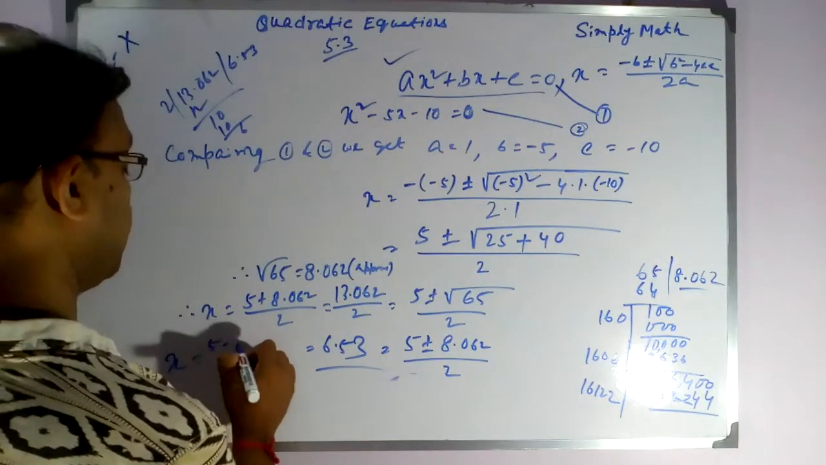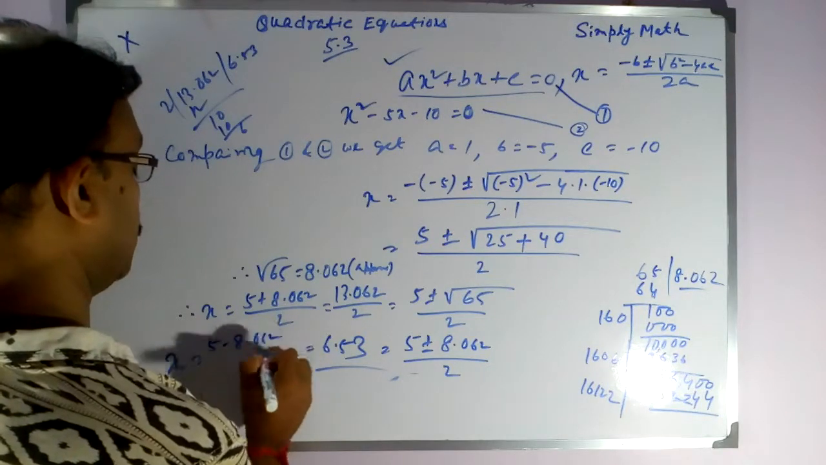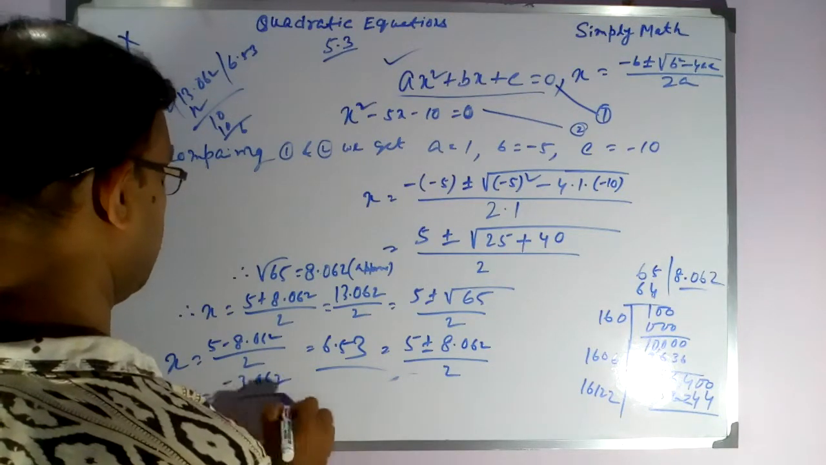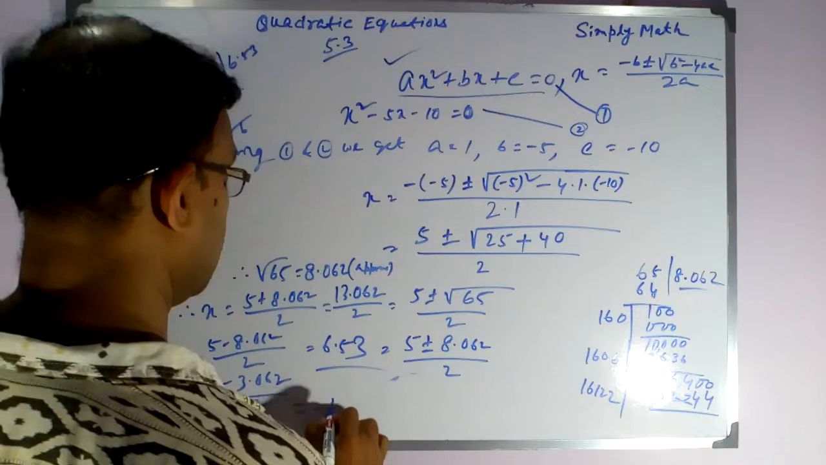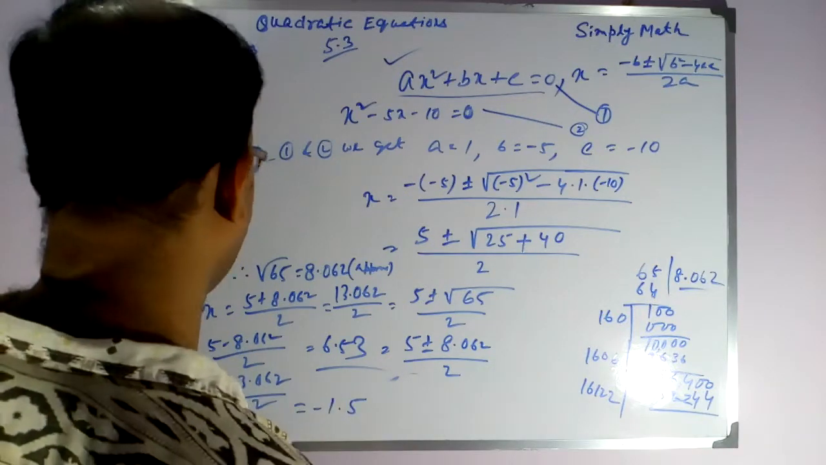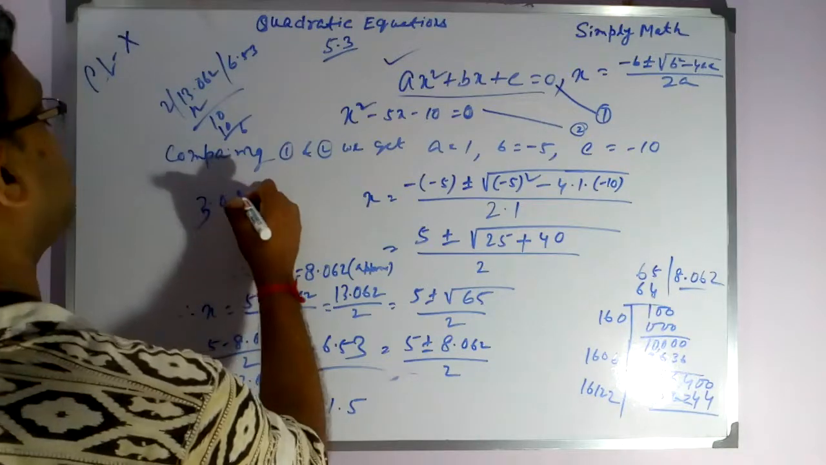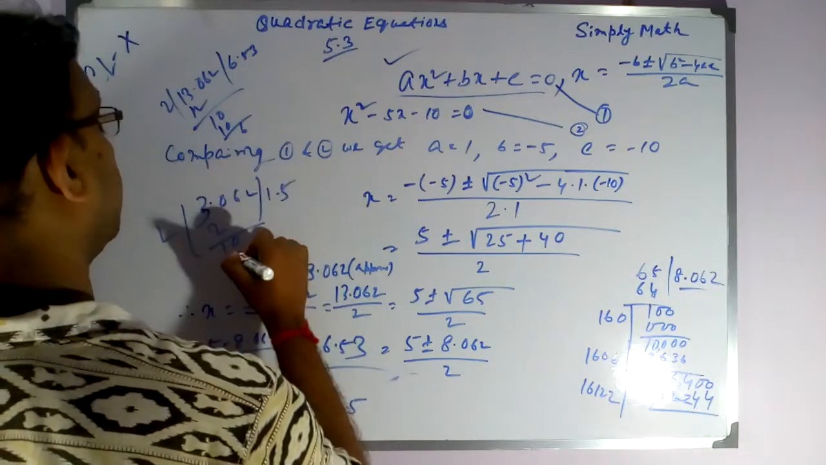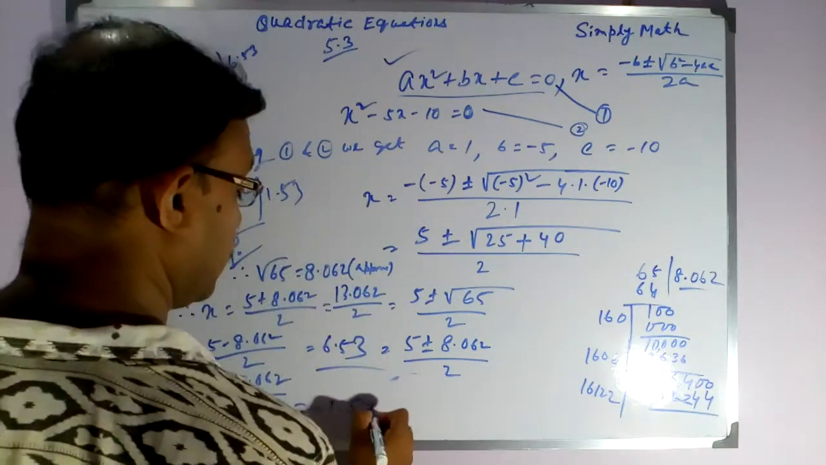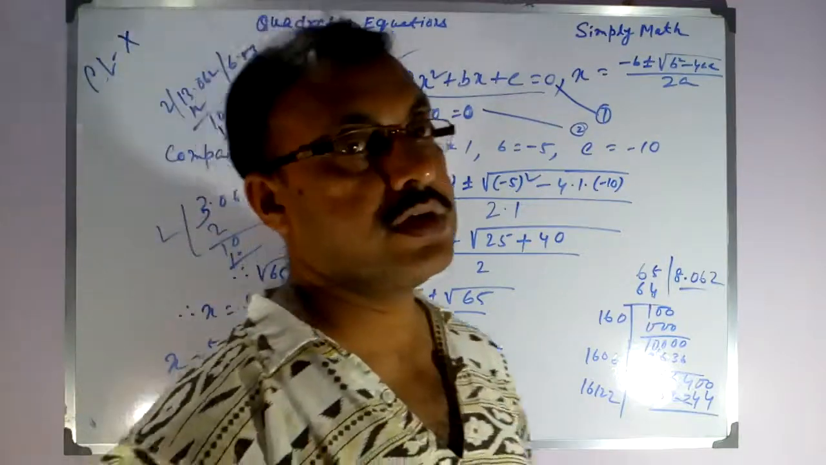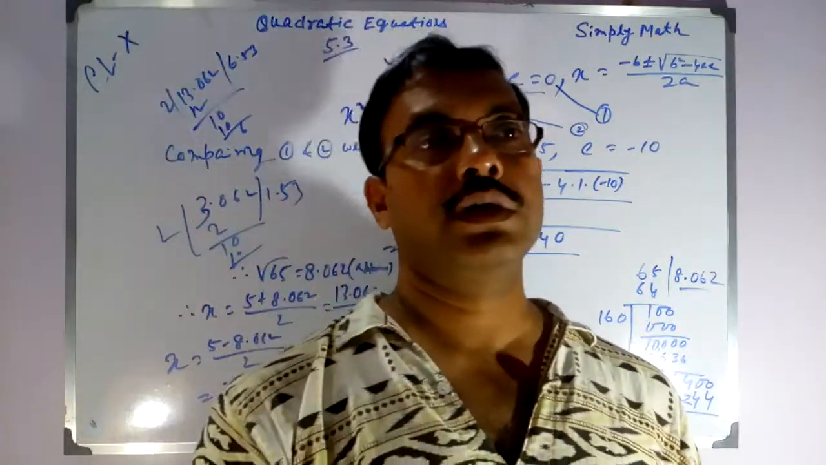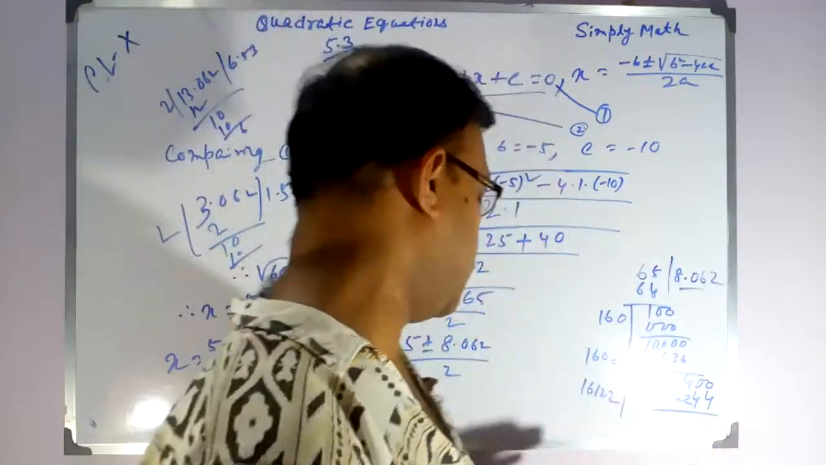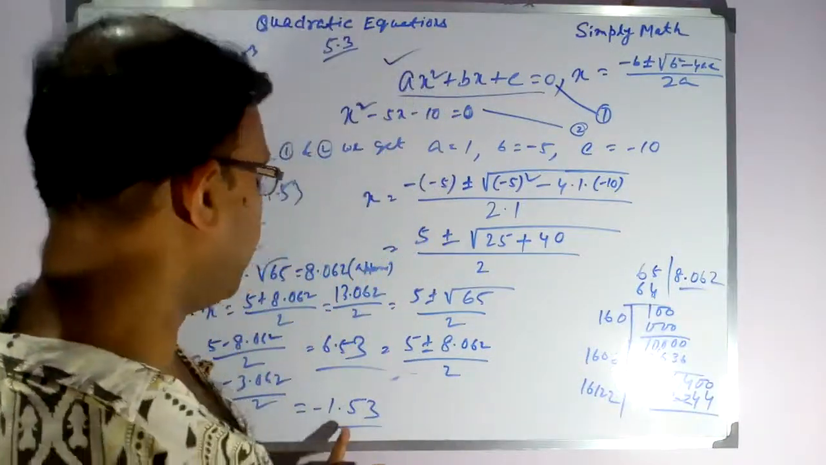Another solution is x is equal to 5 minus 8.062. That will be minus 3.062, equal to minus 1 point, divide it, 1.53 minus. Since you have to find out two decimal places, we will take till two decimal places and then we divide the result.